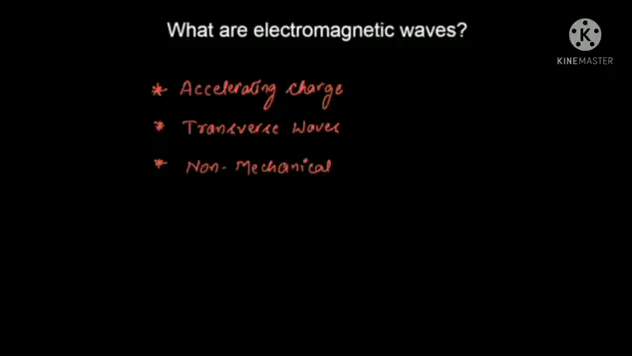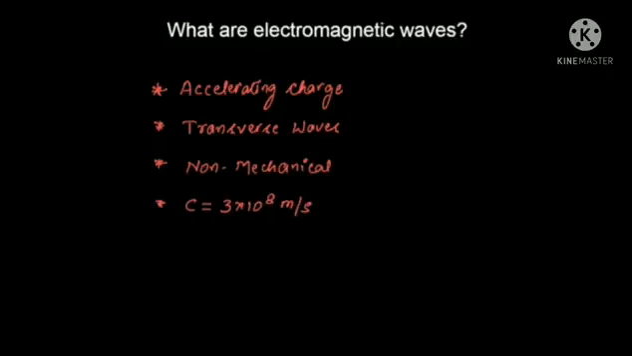Apart from these, electromagnetic waves all travel in vacuum at a constant speed, which is equal to the speed of light. So the speed of electromagnetic waves in vacuum is given by c equal to 3 into 10 raised to power 8 meter per second.